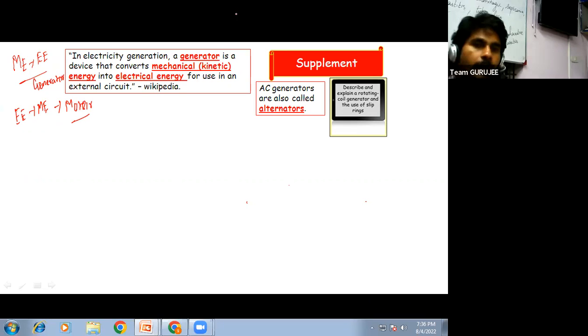So next class we have to discuss the electric generator, and how electromagnetic induction is used in different devices like the AC generator, AC motor and transformer; the same principle is used. And also the main applications of alternating current we have to discuss next class.